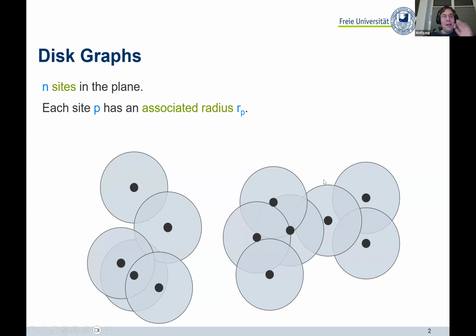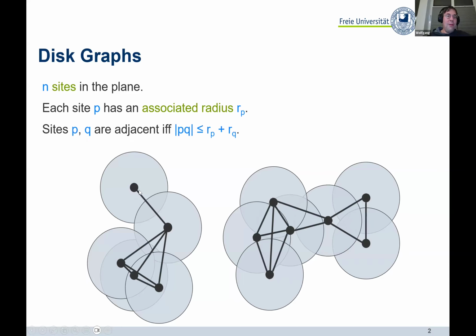And now I can define a graph on that: two sites p and q are adjacent if and only if the disks defined by the respective radii intersect, or in other words, if the distance is at most Rp plus Rq. And this gives us a graph, and this graph we call a disk graph. We very much like these graphs because they are very simple, they have nice structure, they're very general, they occur a lot in practice, like sensor networks, or if you have transmission stations. And so they are very interesting to study.